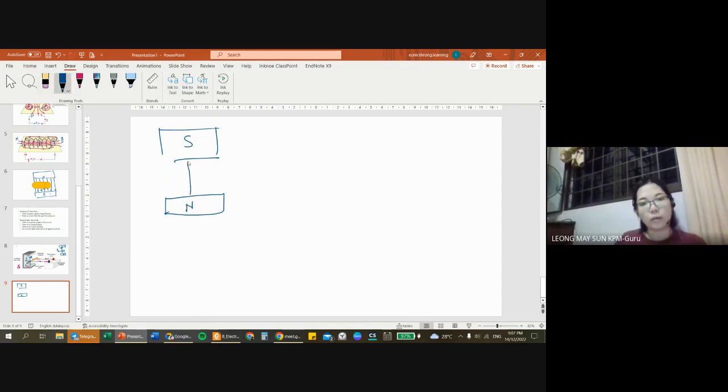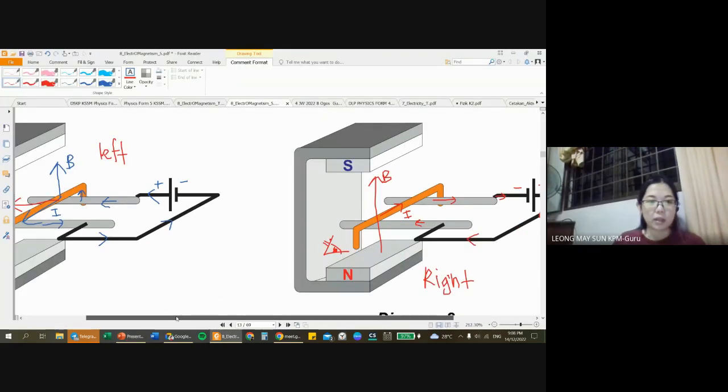So pointing from north to south will be like this. Try to use a ruler, please. Not try, must use a ruler, please. Okay, so this is the direction of the magnetic field from the permanent magnet. Then after that, I'm trying to analyze this one.